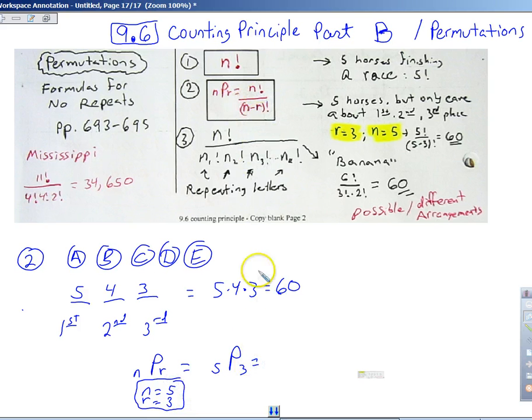The formula is up here. So I'm going to do 5 factorial divided by (5 minus 3) factorial. And if you work it out, you're going to get 60, which is the same answer as I got up here.